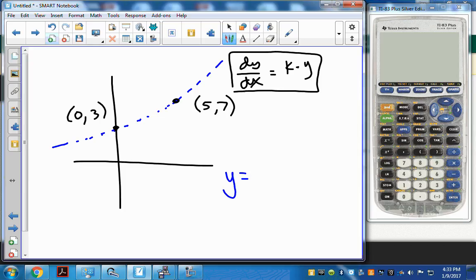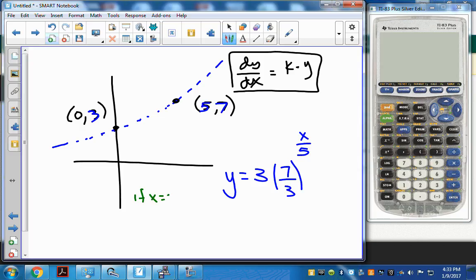Y is going to be 3, that's this quantity. And then you're going to have 7 over 3. The 7 comes from here. And then you're going to have the x over the 5. And the 5 comes from here. Note that this is exponential. Okay, it certainly is an exponential function. The base happens to be 7/3, the exponent is variable.